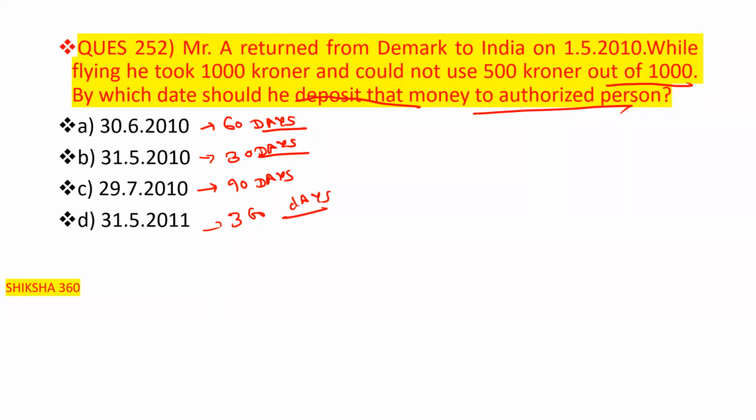I think there is a little bit of error in the question. They have to deposit back the money within 180 days. While framing the question, they have to treat it as 180 days in place of 360 days. So by mistake, it is made as 360 days.